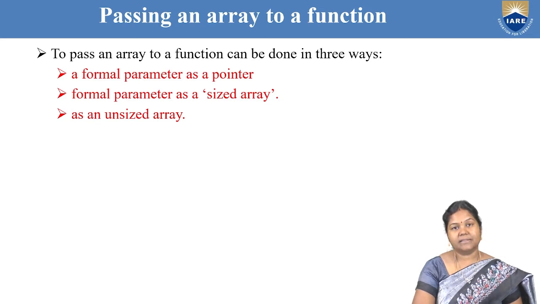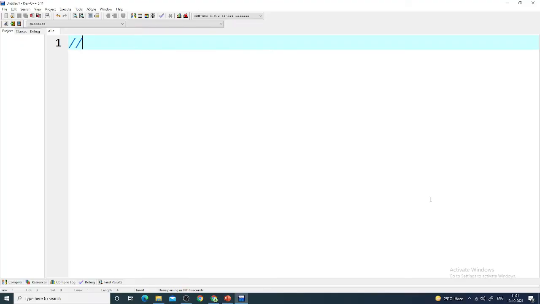So let us discuss some programming related to how to pass an array to a function, followed by a number of programs that we'll execute related to array concepts. So let us switch over to the Dev C++ compiler and start executing our programs. Now, first let us understand how to pass an array as a formal parameter and receive it as a pointer. So, the first program is related to a formal parameter as a pointer.